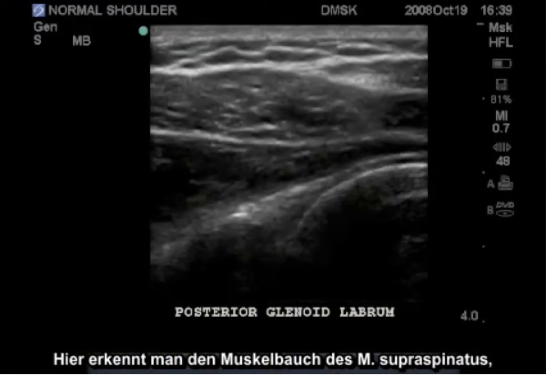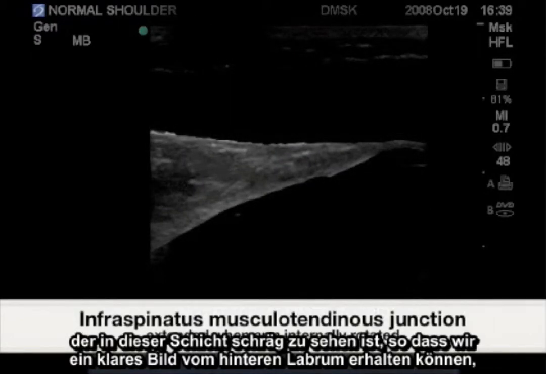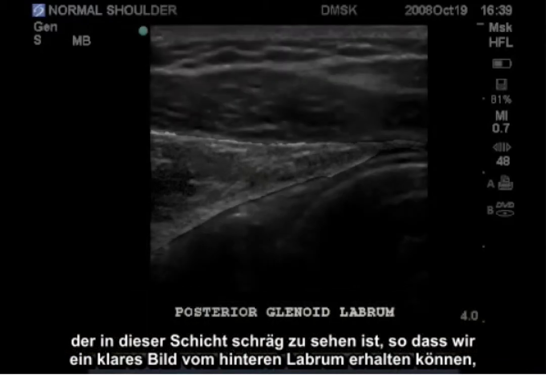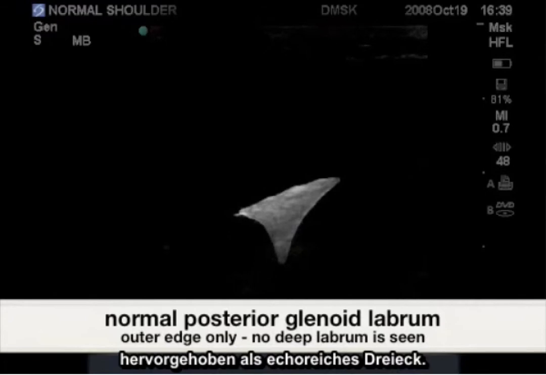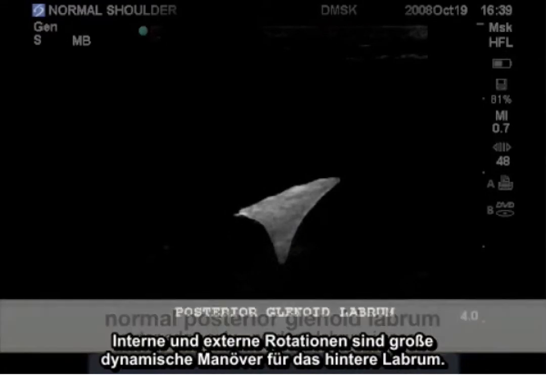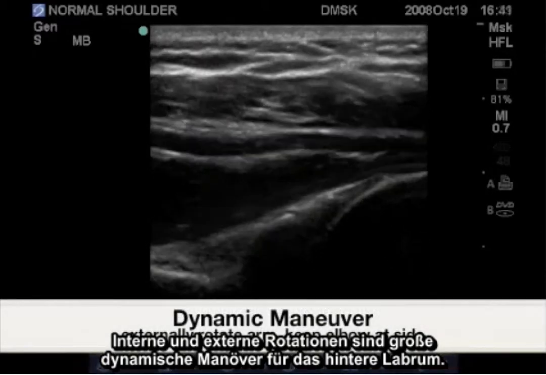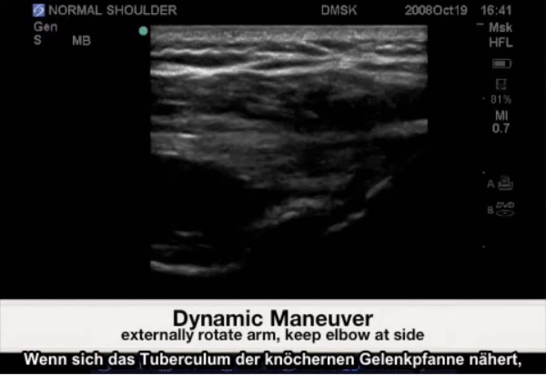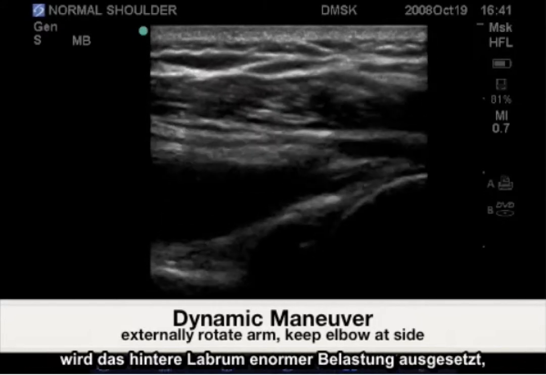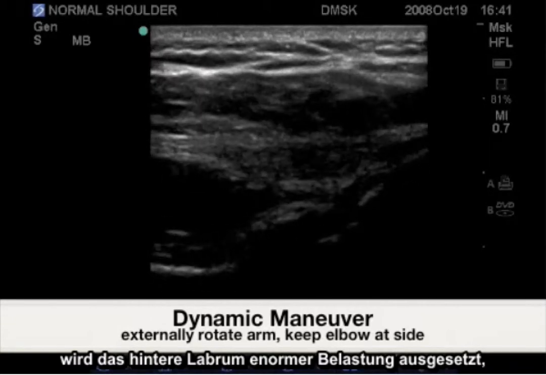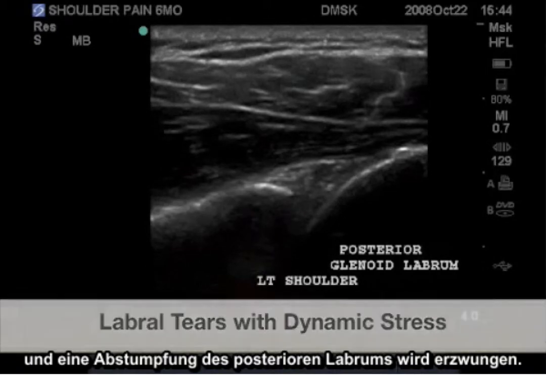Highlighted here would be the infraspinatus muscle belly, which is seen obliquely in this slice so that we can have a clear image of the posterior glenoid labrum, here highlighted as a hyperechoic triangle. Internal and external rotations are great dynamic maneuvers for the posterior glenoid labrum. As the greater tuberosity is brought posteriorly towards the bony glenoid, the posterior glenoid labrum is brought under tremendous stress, forcing a blunting of the posterior glenoid labrum.